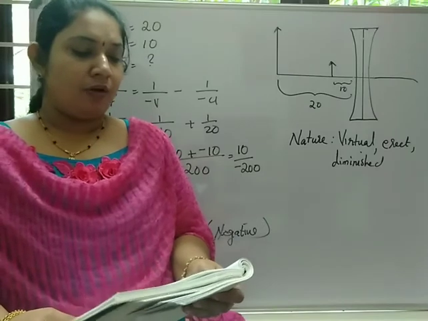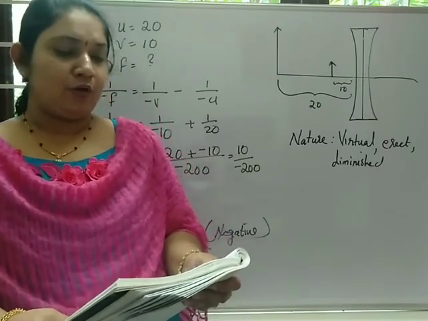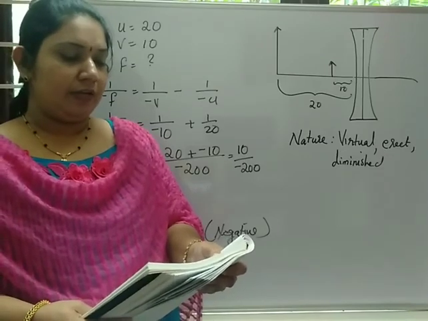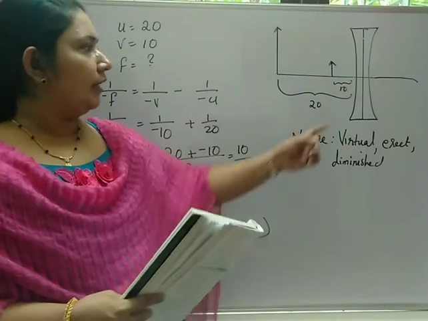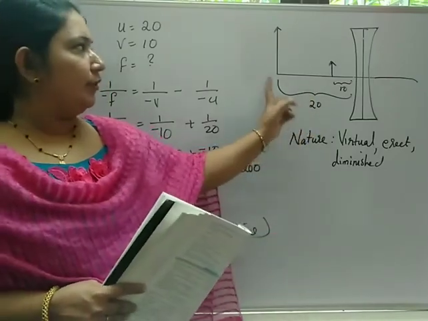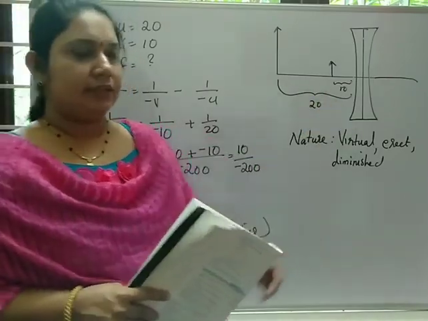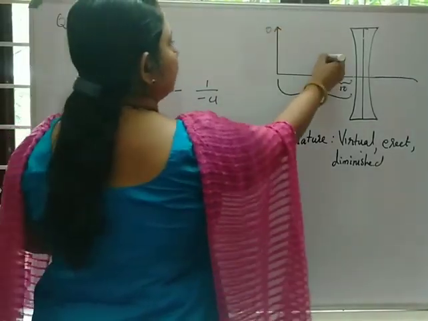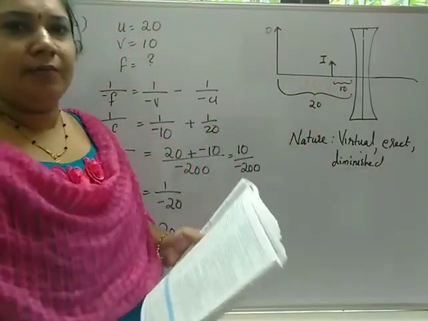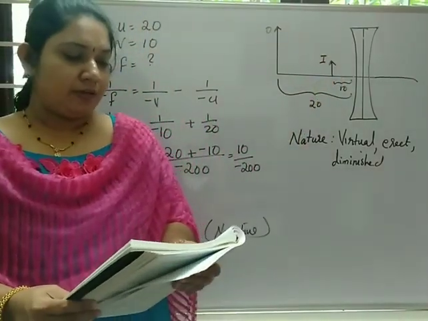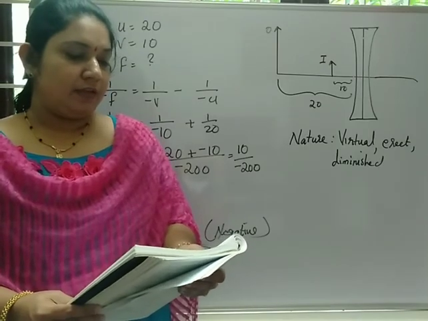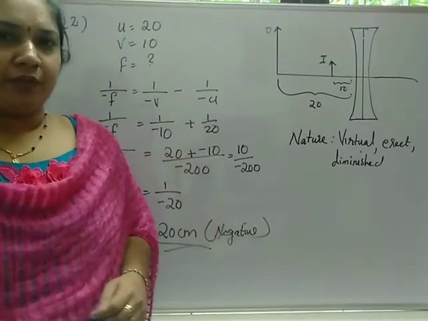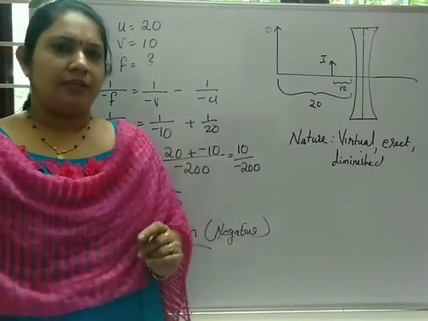Okay. A concave lens forms an image of an object kept at a distance 20 cm in front of it, at a distance 10 cm on the side of the object. So the distance between the object and the lens, and the image and the lens is given. This is the object and this is the image. You are asked to calculate the focal length and find the nature of the image.